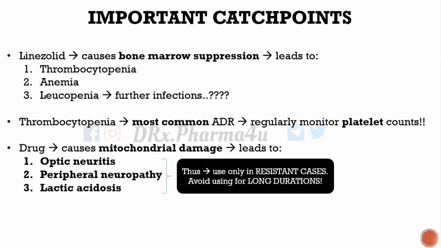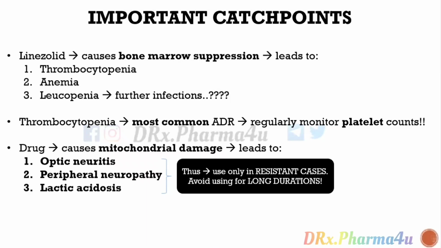This is just my hypothetical idea that since it causes leukopenia, for example, in a tuberculosis patient where we have to use it for a long time, will it cause further infections? Because when WBC count reduces, it means your immunity reduces. So in that condition, it may lead to further infections. I have put it as a question mark for you to refer and let me know.